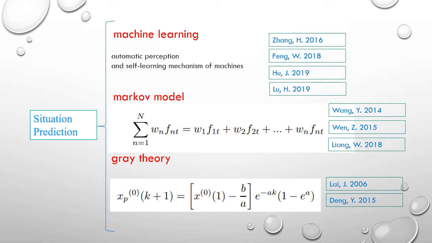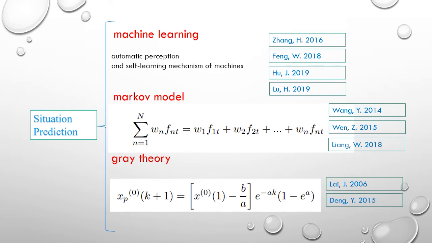Situation prediction is the highest level of the whole situation perception and plays an important role in the defense of network security. At present, research on network security situation prediction methods can be roughly divided into three categories: machine learning, Markov model, and grey theory. Each forecasting technique has its advantages and limitations.